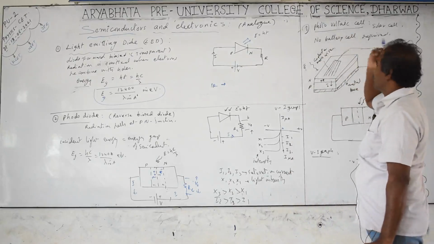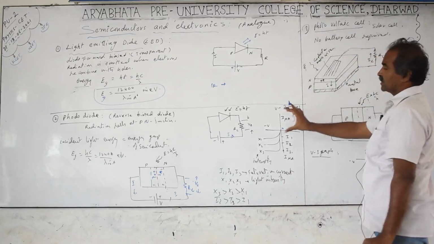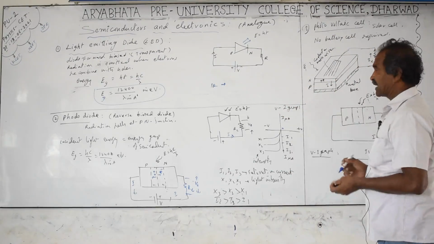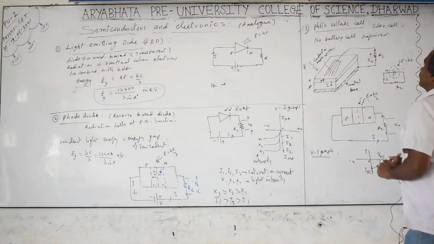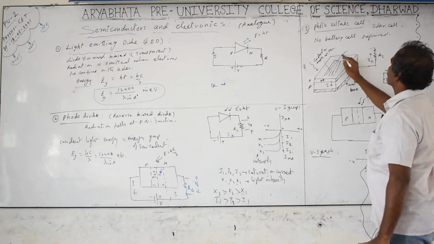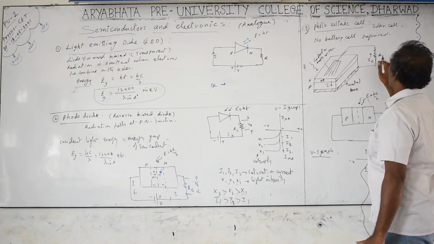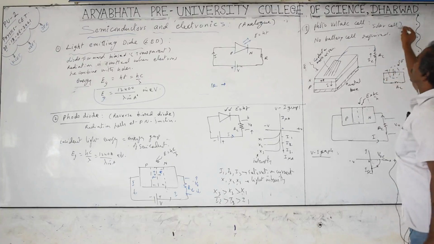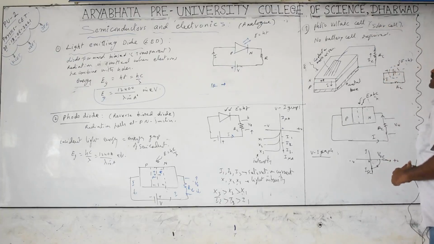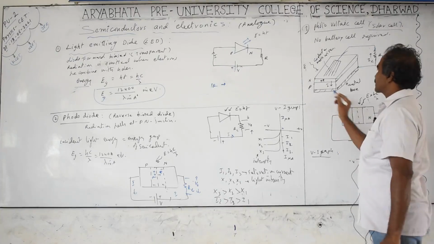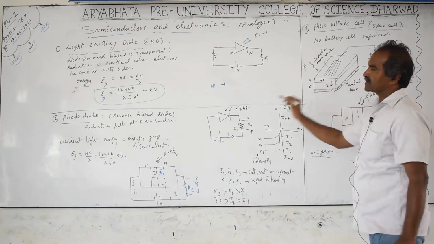Next type of semiconductor device, the photovoltaic cell. It is similar to the diode only. The same diode can also be used as a battery cell. Without a battery we can get the current. This is called a photovoltaic cell. A photovoltaic cell is nothing but a solar cell. No battery cell or battery connection is required for this. It contains the two materials, P and N type, and its function is the same as the photodiode.